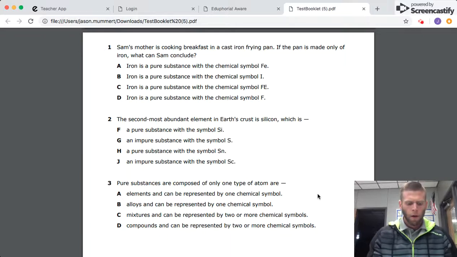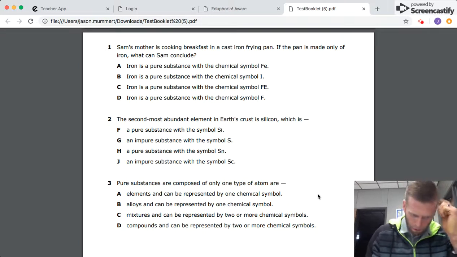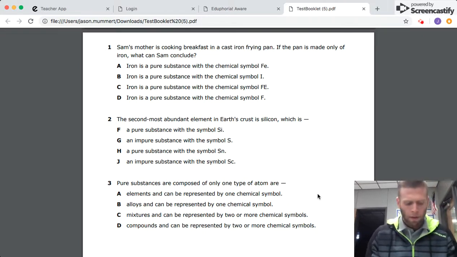All right, today we'll be taking the atoms, elements, compounds, and spheres test. Question 1. Sam's mother is cooking breakfast in a cast iron frying pan. If the pan is made of only iron, what can Sam conclude? A. Iron is a pure substance with the chemical symbol Fe.